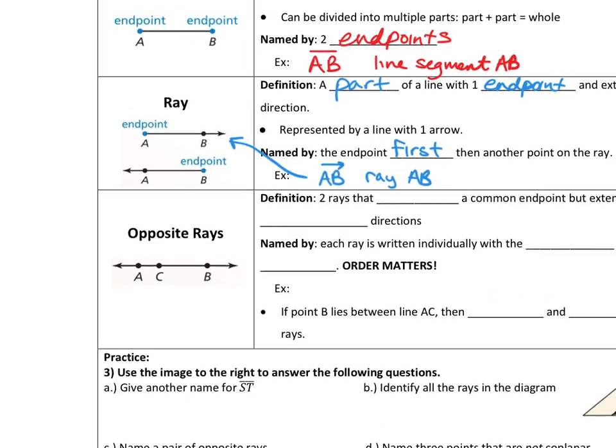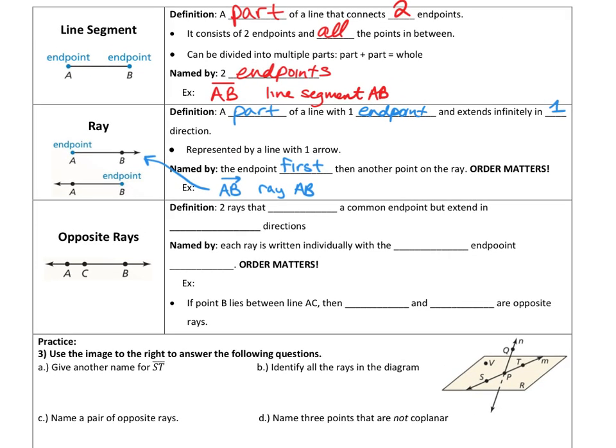Now, opposite rays are two rays that share a common endpoint, but extend in opposite directions. Each ray is named individually, but they are written with the shared endpoint first, because again, order matters. Now, what does an opposite ray kind of look like that's on the other side of this page? Starts with an L. It kind of looks like a line, but we're talking about different things here because when we talk about a line, we can use any letters that are on that line to describe it.